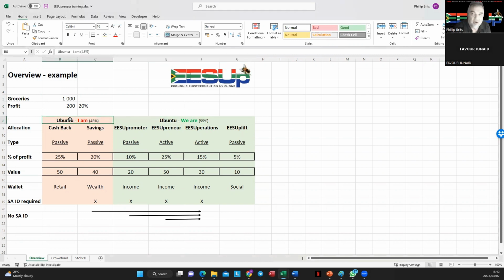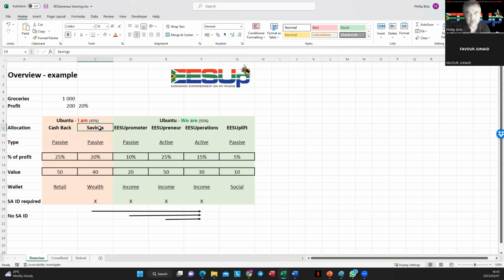One is I am, and the other one is we are. The I am part is for the person purchasing the groceries, okay? And the we are part is basically the supply chain or the support chain, helping that person to get their groceries, okay? So if you look at the I am portion, there are two portions. One is a cashback and the other one is a savings.